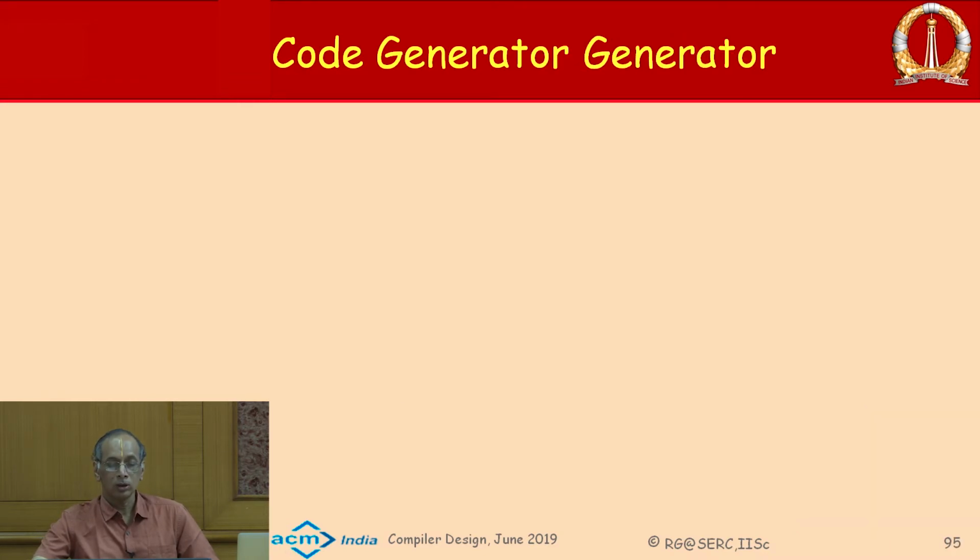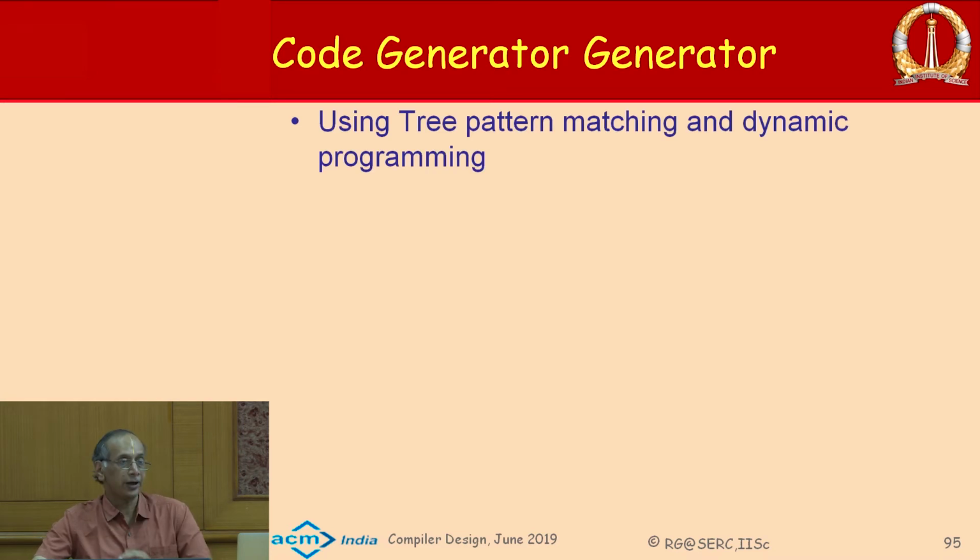Now, the next point is about code generator generators. As I mentioned earlier, writing a code generator is fine, but if you have to write a code generator for machine A, then for machine B, then for machine C, you do not want to repeat this exercise again and again. So, can we actually automate the code generators themselves? For that, typically you use the tree pattern matching based approach and the dynamic programming approach. You combine these two things. Using tree pattern matching, you find out the minimum cost for each subtree, and then using that you apply it at the next higher level.